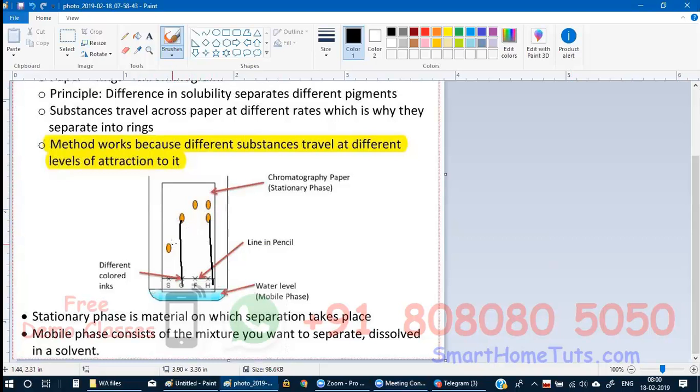Now here, if you are considering this S1, okay, that is containing a different pigment because here the amount of attraction for that pigment on that chromatography paper is different, so it is traveling a different distance. That's why the method works, because different substances travel at different levels of attraction to it. So this is getting attracted to a different level, that's why it is traveling only this much distance. Okay. Yeah. So that's the part of it.